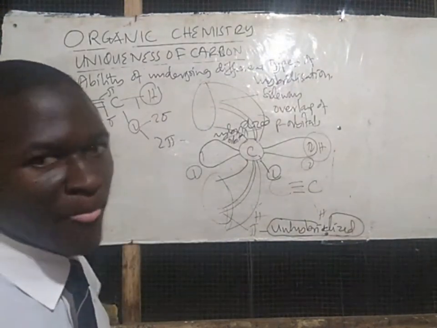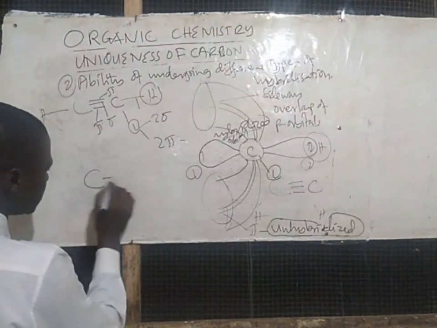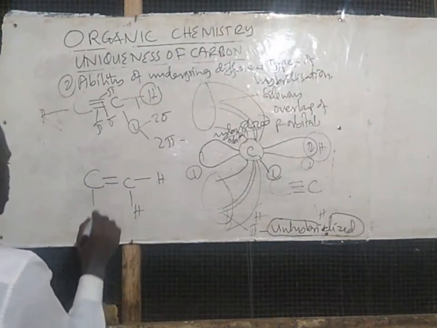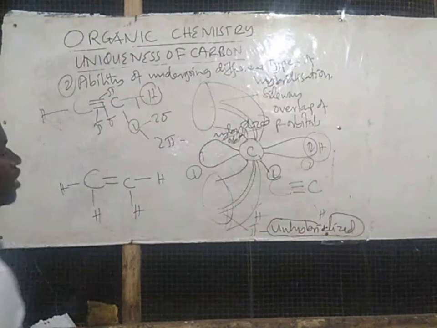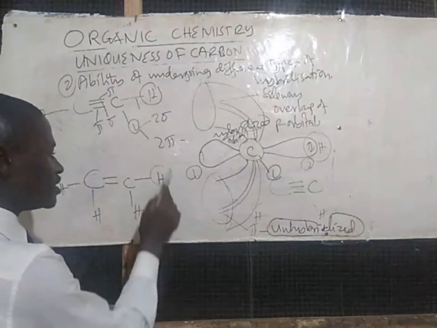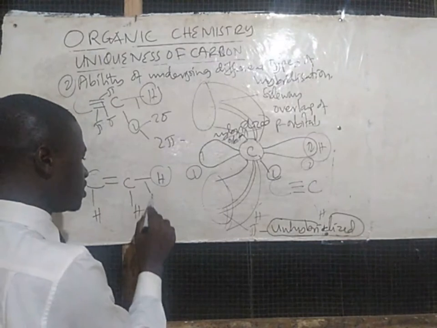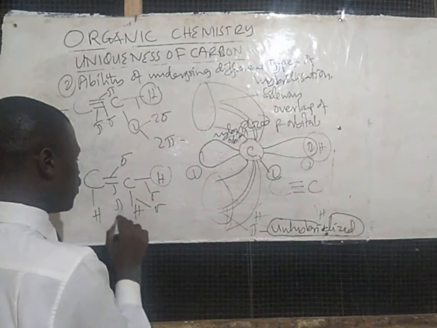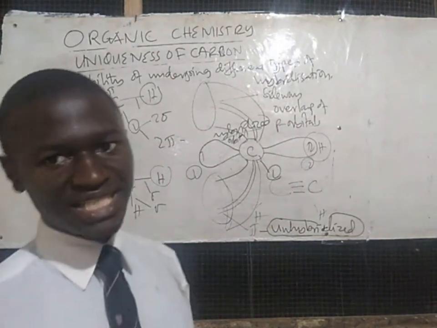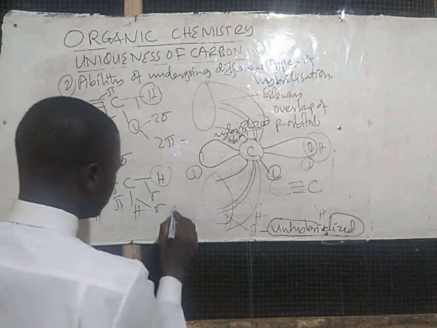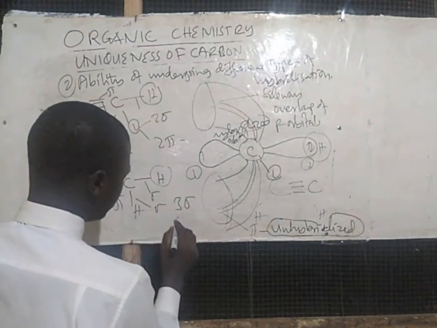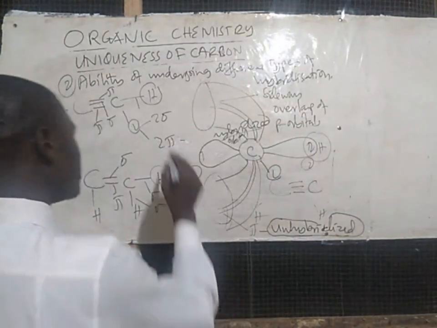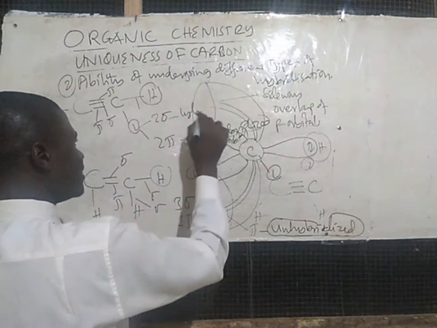Now for the case, let's say, of carbon double bond carbon, with hydrogen, hydrogen, then hydrogen, hydrogen. This one is the sigma bond, this is also sigma, and here is also sigma. We have one pi. So how many sigma bonds are there here? We have three sigma and we have one pi. Remember, we say this is formed by hybridized orbitals.